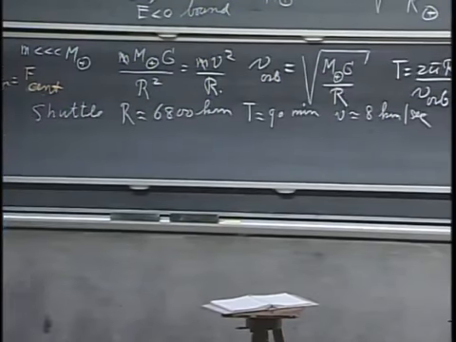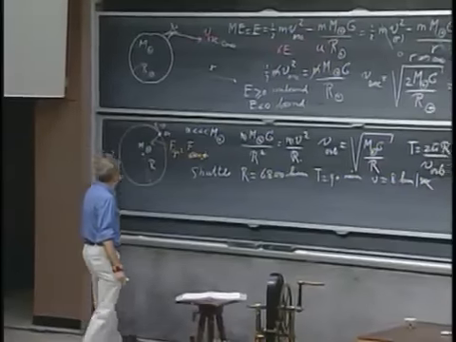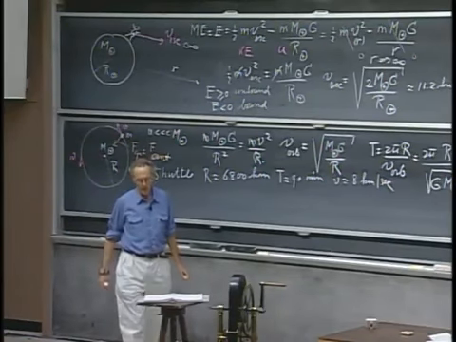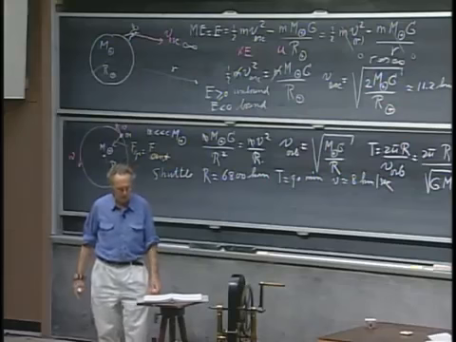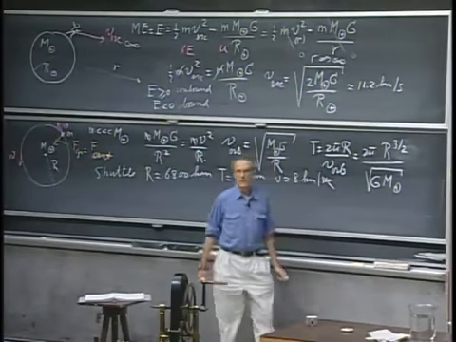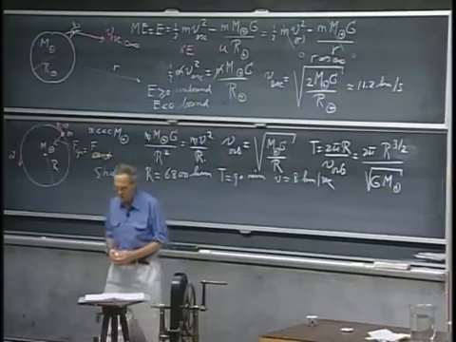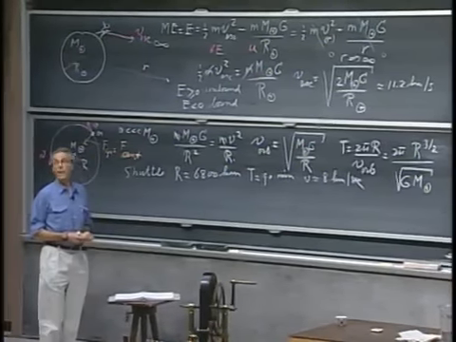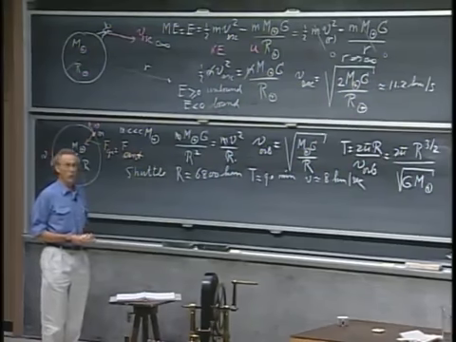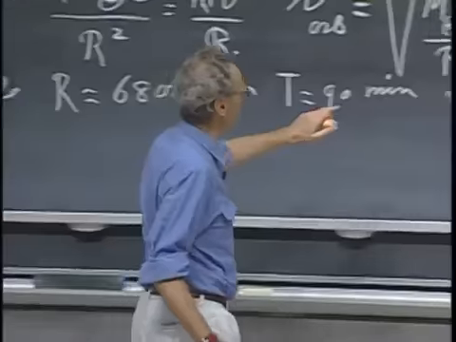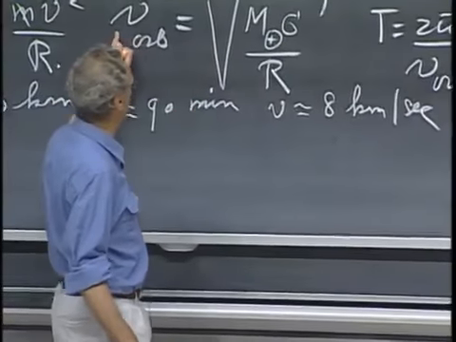If you take the Moon, which is much further away than the shuttle, at a distance of some 385,000 kilometers, and you substitute that in this equation, you will find that the period for the Moon to go around the Earth is about 27.5 days. And its speed is only 1 kilometer per second. It's much further out. If it's much further out, r is much larger, and so you see the speed will be much lower.